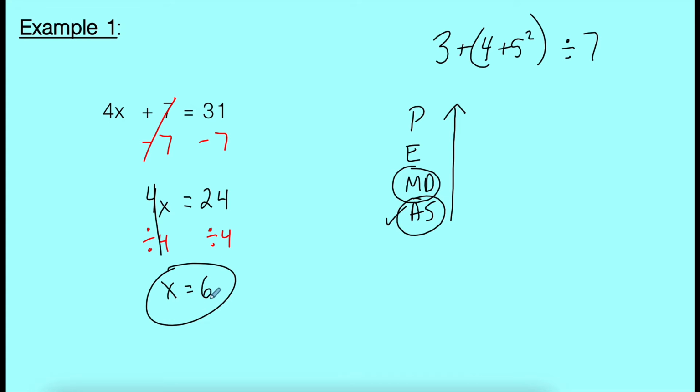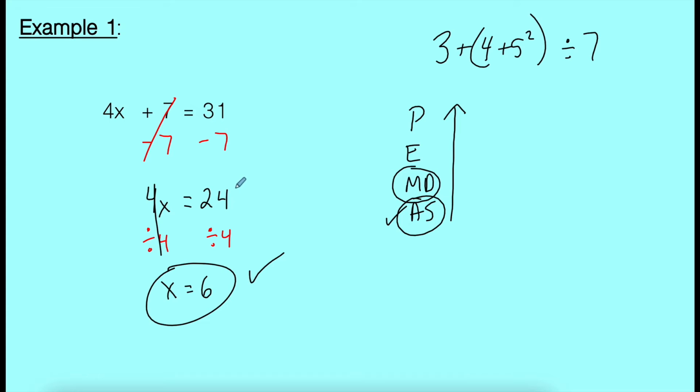If we're saying x equals 6, then that means 4 times 6 plus 7 should be 31. So 4 times 6 is 24. 24 plus 7 is 31, so this answer checks out beautifully.